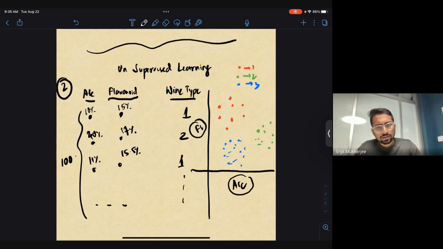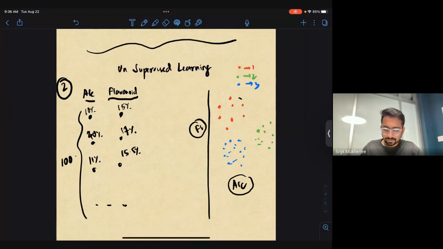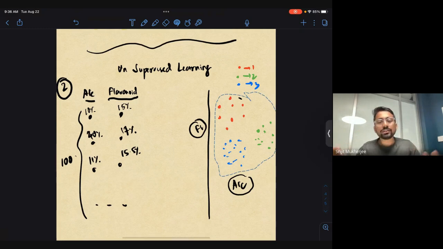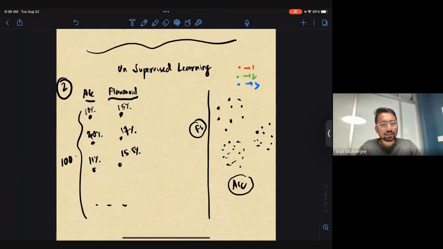Now, if I give a new alcohol and flavonoid percentage that lies here, you'll probably say it's wine type one, right? Now you're learning the wine type based on the flavonoids and alcohol percentage. Now, if I remove this entire column, let's say I delete it, then you don't have these labels, right? So all these labels turn out to be black. You just know this data, two variables. This is how exactly you plot it.